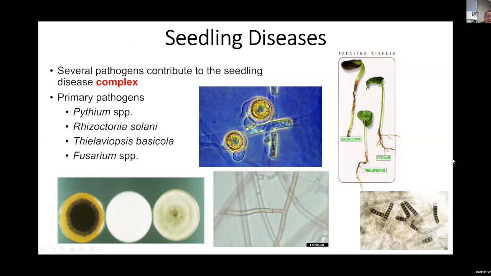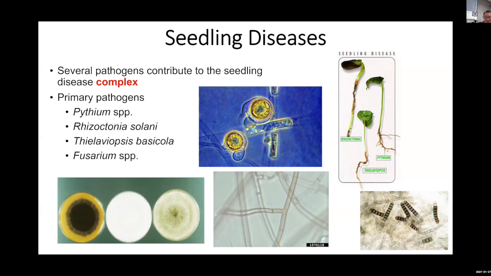So the seedling disease is actually a disease complex. Several plant pathogens can cause seedling diseases. The primary pathogens are Pythium, Rhizoctonia, Thielaviopsis and Fusarium. So it's really hard to identify which specific pathogen is responsible in particular cases. And you really need to get the sample and send it to us to be able to tell them apart.